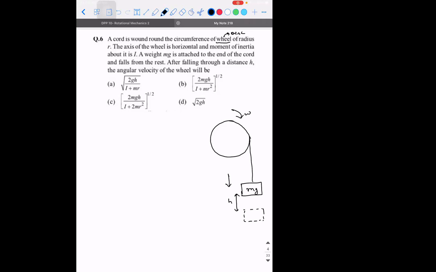So when you pull, what will happen? The wire will keep coming out, and the wheel will also start rotating, right? This is the axis about which it is rotating. It is a horizontal axis. Now tell me how to solve this problem. So what kind of kinetic energies are related to this object? Is it only rotational, only translational, or both?